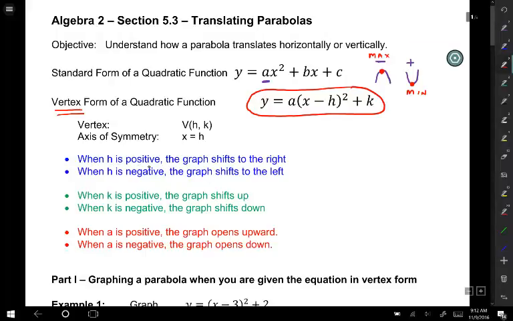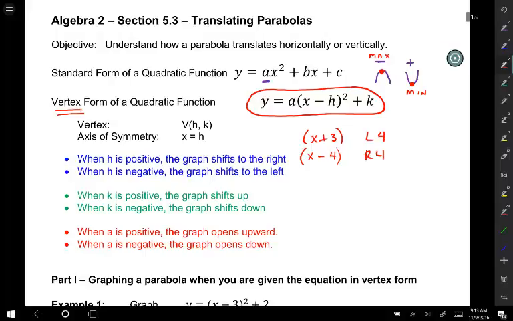When h is positive, the graph shifts to the right. So for example, x minus 4, which way does that shift? To the right 4 units. Or if it was x plus 3, which way does that shift? To the left. Isn't that just like absolute value? Same idea. And so for those of you who remember that, hopefully it will just flow through.